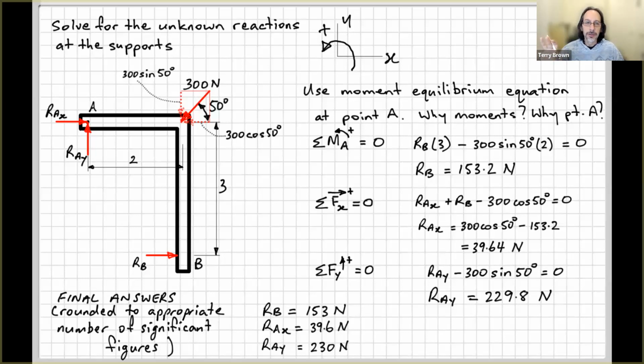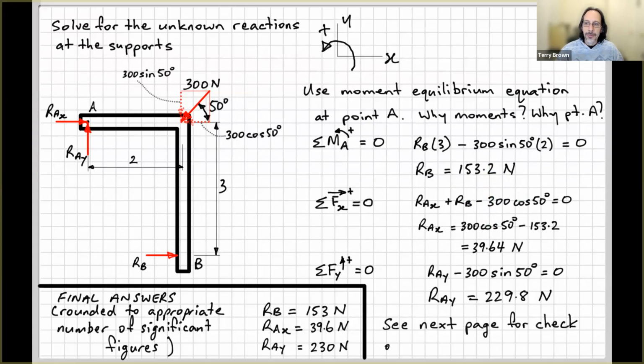When you're carrying intermediate answers through your solution, you should carry at least 4 significant figures. If you're working out your solution on paper, like I've done here, calculated RB, and I need to substitute that into the next equation, you should be carrying at least 4 significant figures through your calculations. They're my final answers.